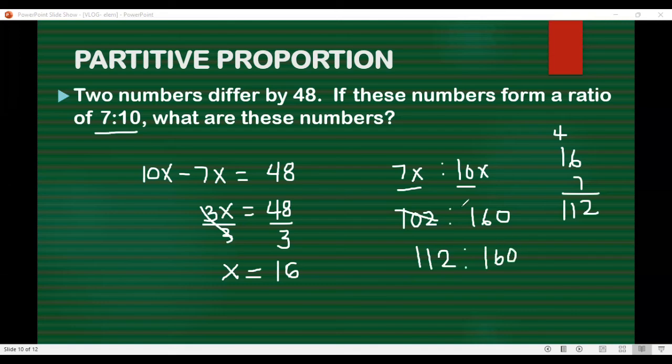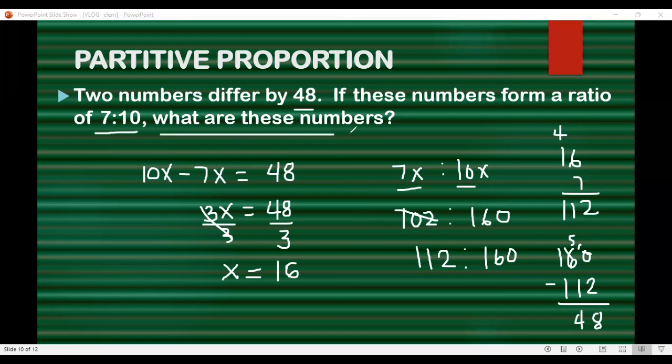So let's check on that one. 112 and 160, will it give a difference of 48? Yes. So 160 minus 112, let's have a regrouping there. So this will become 5. This becomes 10. So 10 minus 2 is 8. 5 minus 1 is 4. So we solve the problem. So the problem, what are these numbers? Of course, you have 112 and 160.